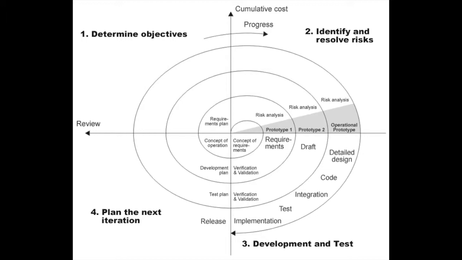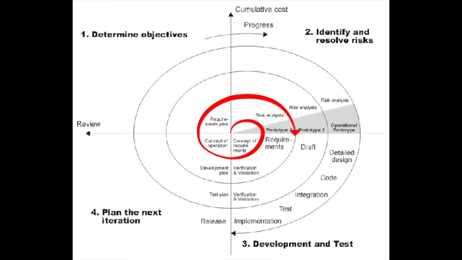And imagine each one of these 4 quadrants is its own different area. You have your objectives, you have your risks, you have your development, and then you have planning the next iteration. So you have your original concept requirements. And then once you get to about here, you have your first prototype. And from that prototype, you can then go and say, okay, what worked, what didn't, let's figure this out.